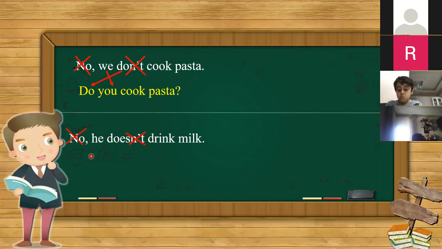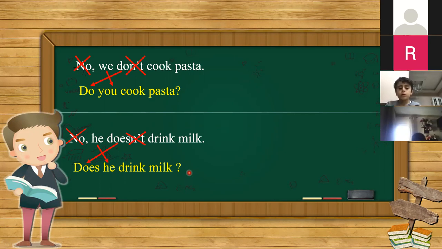Excellent. So we crossed no and not again because no and not are friends. They live together or stay together. Then step number 3, we will make scissors between does and he. So we will start the question with does. So, does he drink milk? Does he drink milk? And don't forget the question mark.